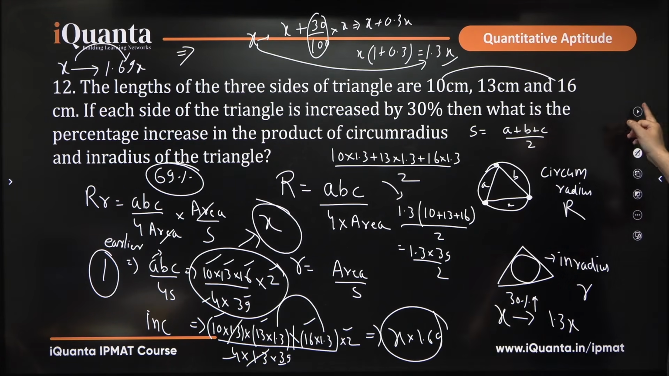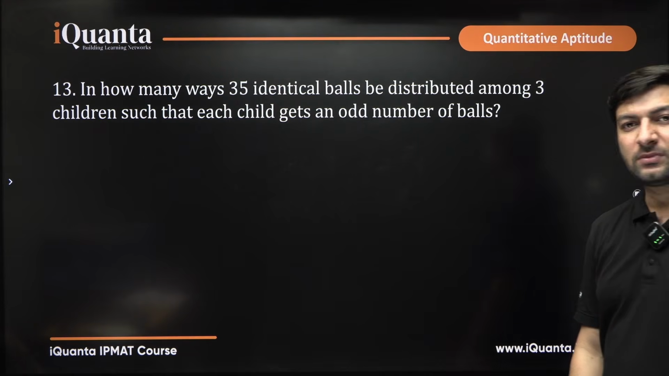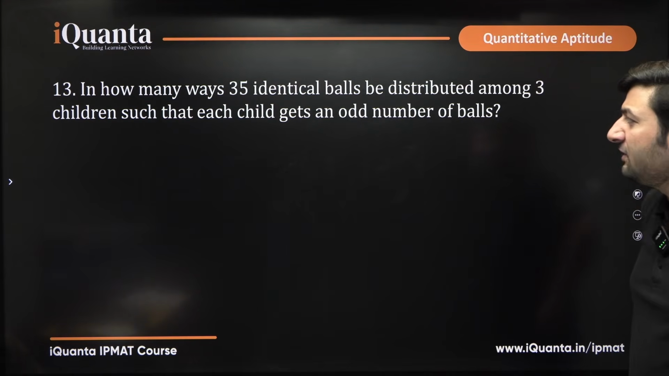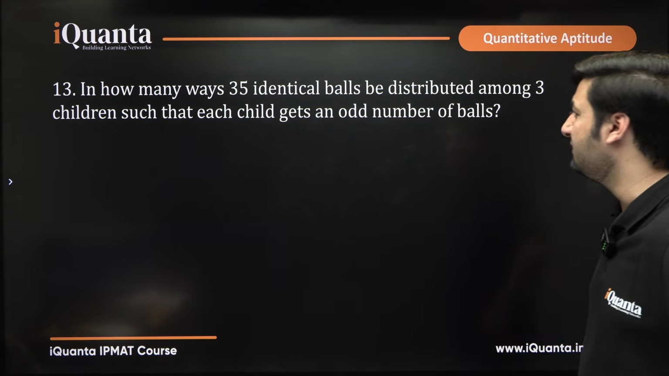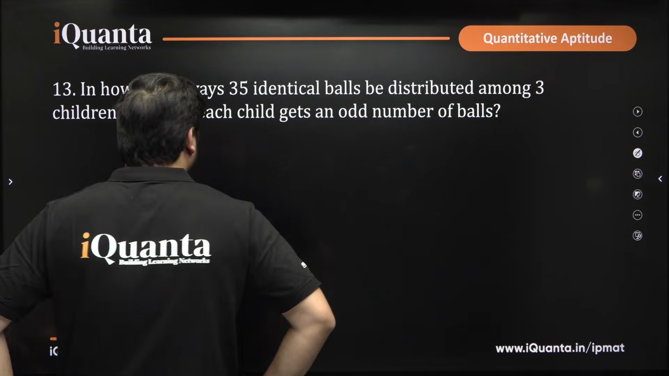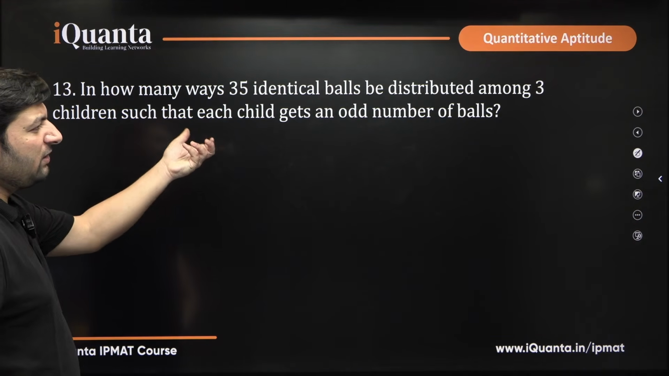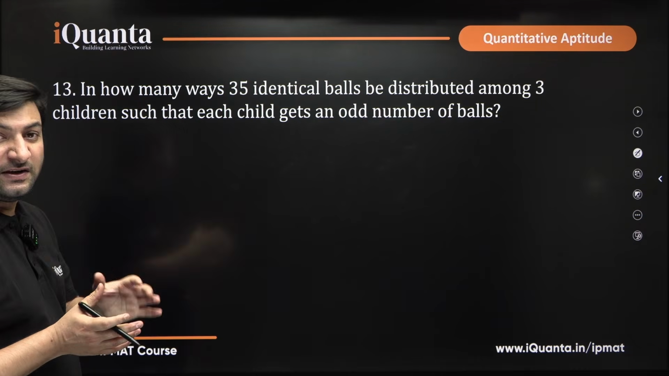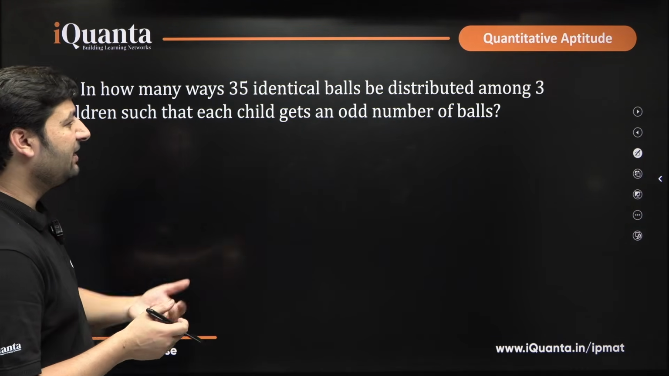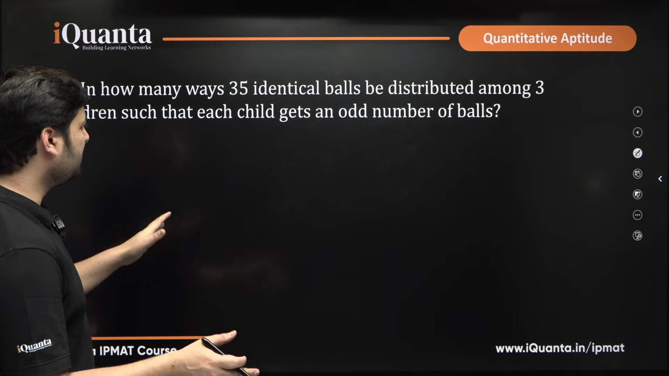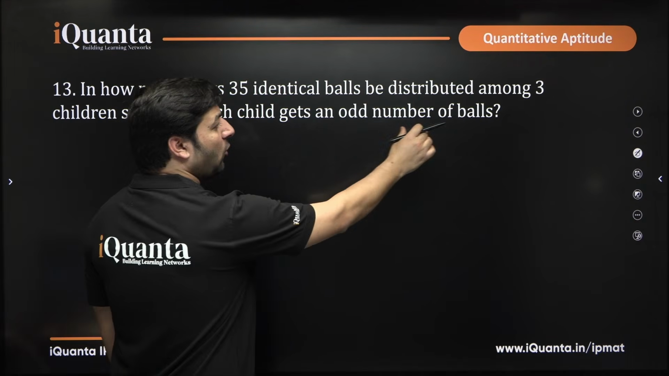Good. Let's go to the next question now. In how many ways can 35 identical balls be distributed among 3 children such that each child gets an odd number of balls? So, what are we doing? We are distributing 35 identical balls. Identical balls means same balls, right? Identical means same, among 3 children such that each child gets an odd number of balls.